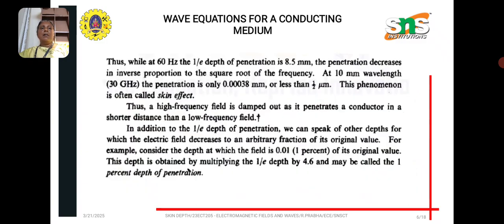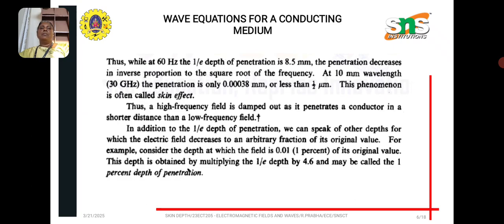And at 10 gigahertz, the depth of penetration is 0.66 micrometer. So, the penetration decreases in inverse proportion to the square root of frequency. And this phenomenon is often known as skin effect. So, at high frequency, the field is damped out as it penetrates a conductor in a shorter distance than a low frequency field. In addition to 1 by e depth of penetration, we can speak of other depths for which the electric field decreases to an arbitrary fraction of its original value.